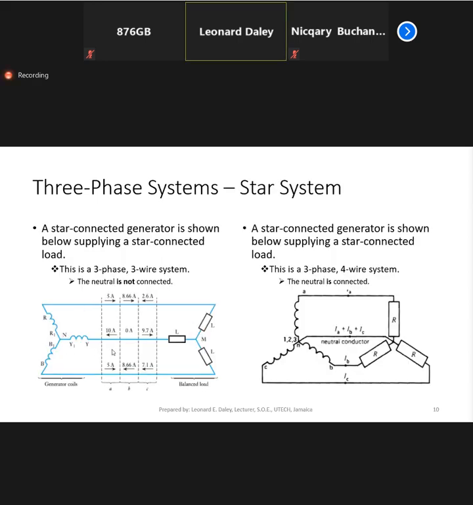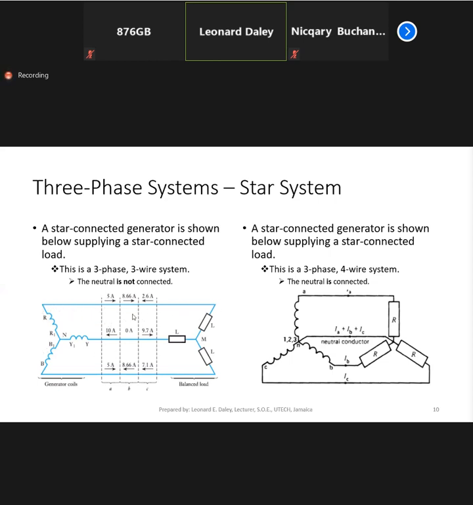All right, so I'm showing you two three-phase star-connected systems. On the left here, we're seeing the generator coils, the generator windings, connected in star. And on the right, we have a load, and it's also connected in star. The generator is connected to the load by either transmission or distribution lines.